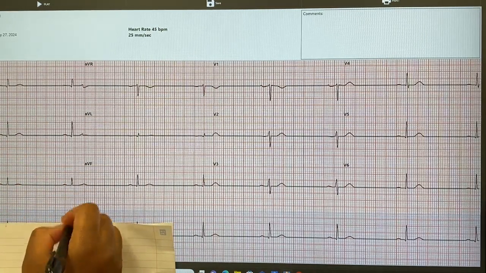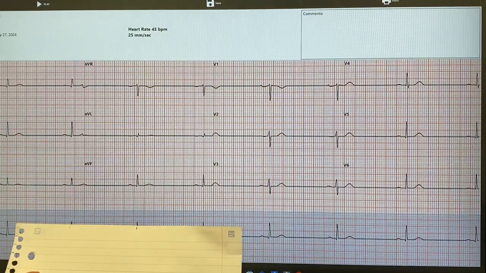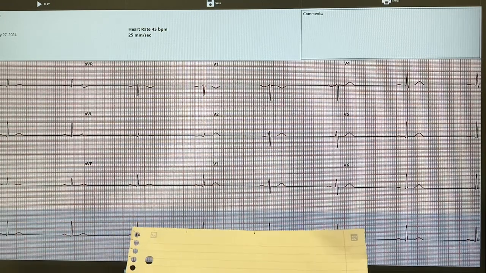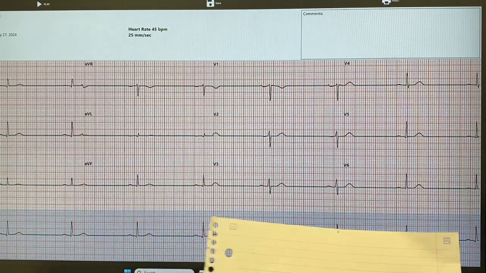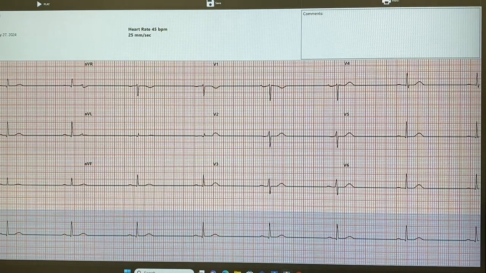Use the correct time. So the rhythm is regular. Good. What about the rate? So how do we count the ventricular rate? Big boxes between the R's. Very good. Let's count the R to R boxes. Almost 7. We can't round up, so you either use the big boxes or the small boxes, because if you round up, it's not accurate.